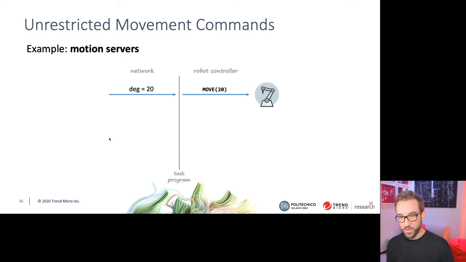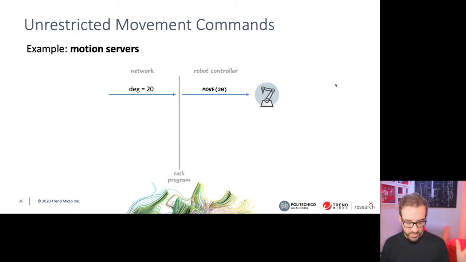The notion of motion server: you can think of it as a network service that is sitting in front of the robot and allows external programs to talk to the robot in a sort of common language. This is the most frequent case where we found the unrestricted movement commands vulnerability. A motion server takes a stream of coordinates, in this case degree 20 is an example, and gives these coordinates to the functions that perform the movements.